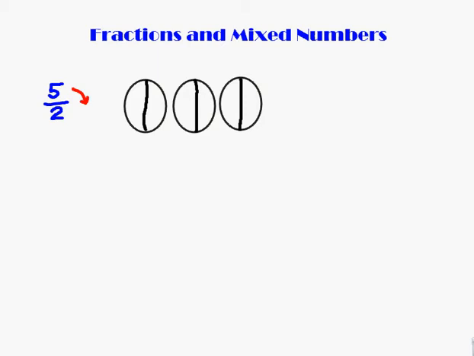These are halves. If I had 5 halves, I'd have 1, 2, 3, 4, 5. That is what 5 halves looks like. There's one whole fraction, or one whole circle that's completely filled in, 2 over 2, plus one whole fraction here that's completely filled in, plus there is 1 half.